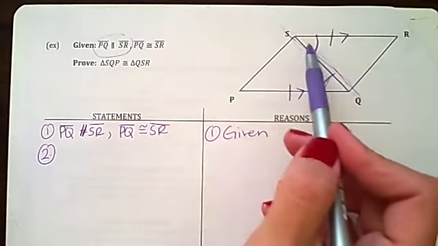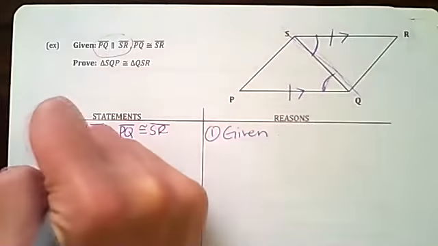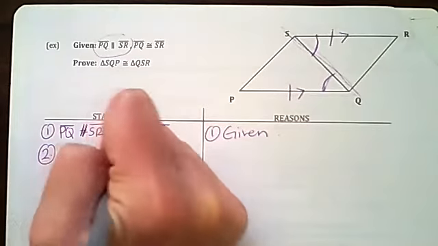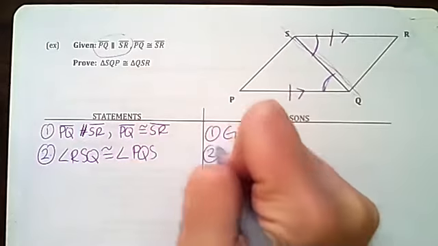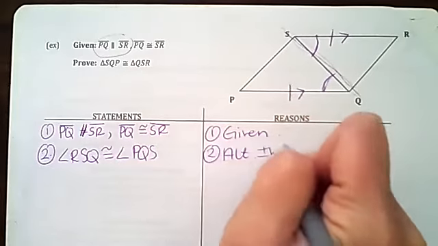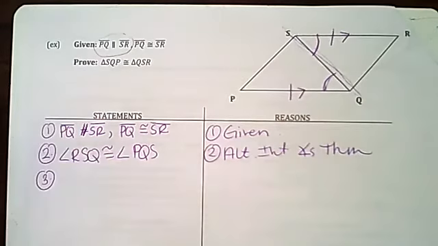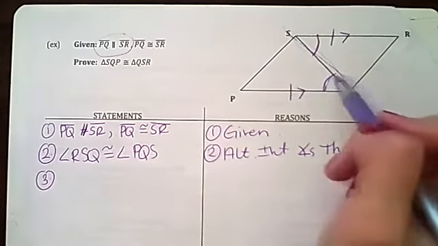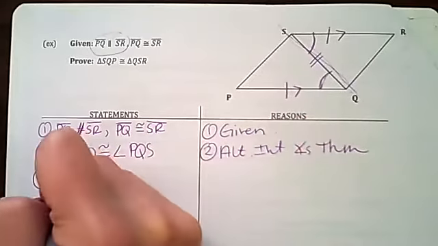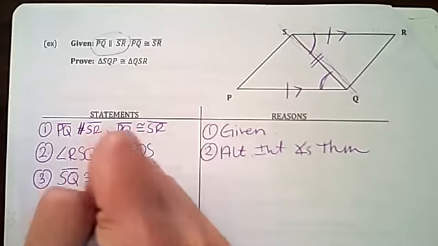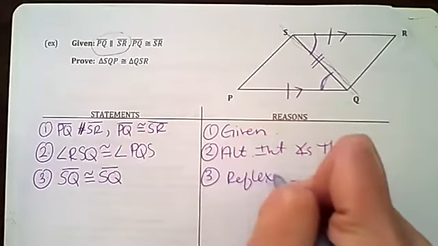So to name these, I can't say S and Q. Remember, I have to use three letters. So we can say angle RSQ is congruent to angle PQS. And that's called alternate interior angles theorem. Okay, now see this shared side. We can mark that. That's reflexive property. So now I'm going to say SQ is congruent to SQ, and that's reflexive property of equality.